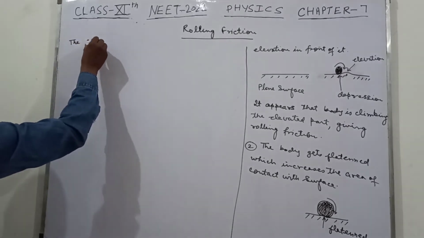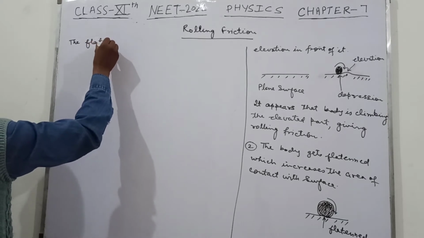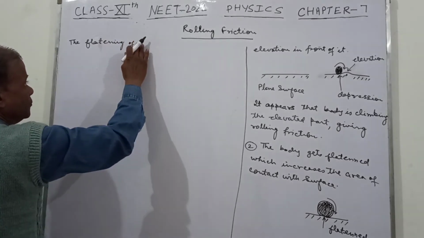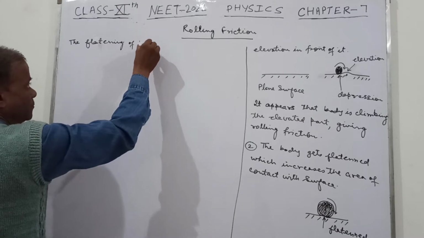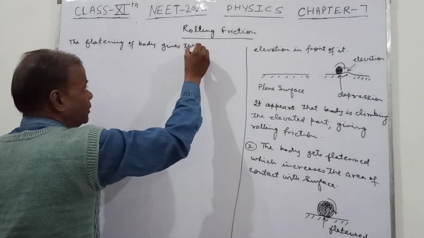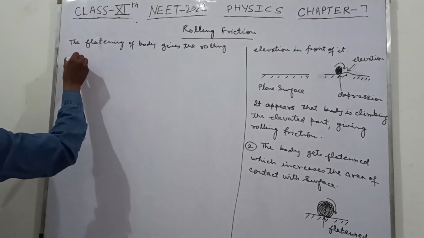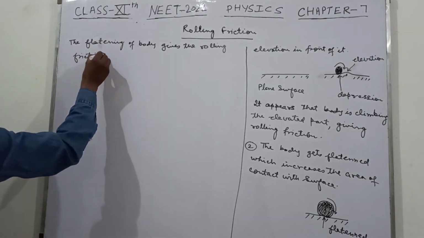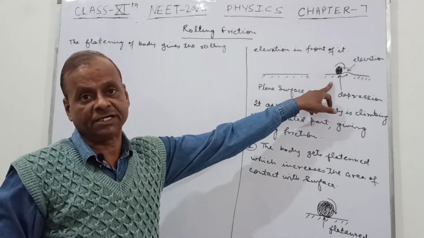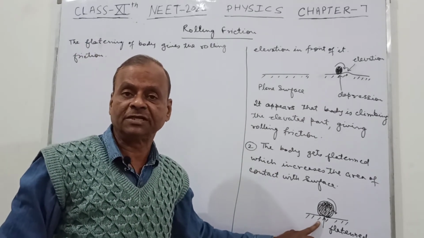The flattening of the body gives the rolling friction. So thus there are two reasons. One is the elevation or depression created by the body, and second is that the part of the body in contact with the surface gets flattened.